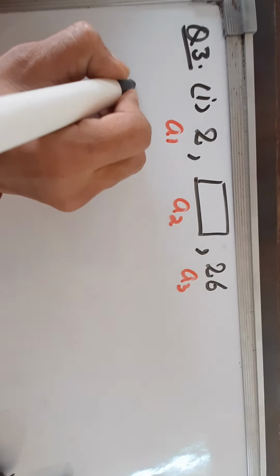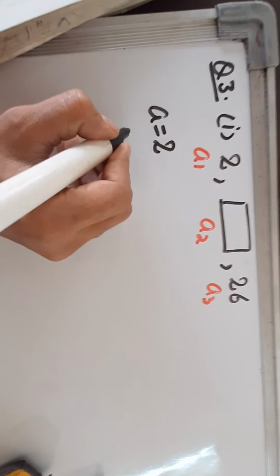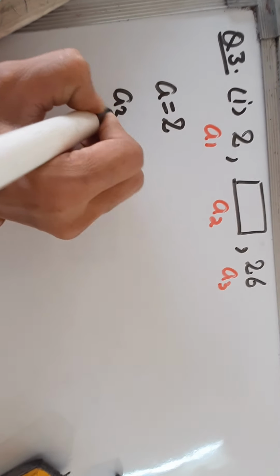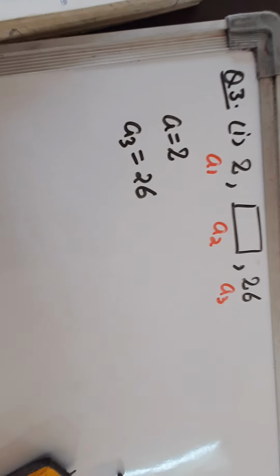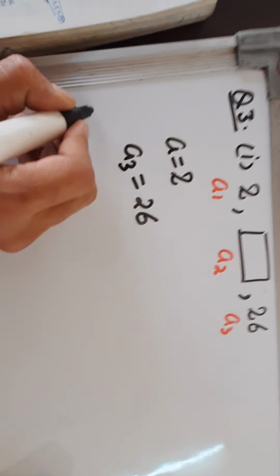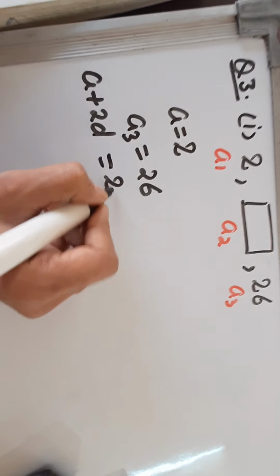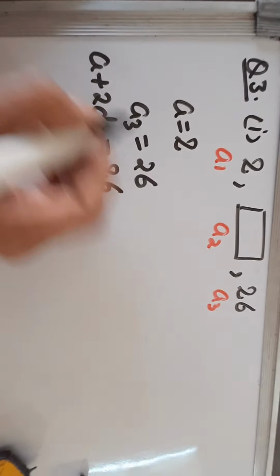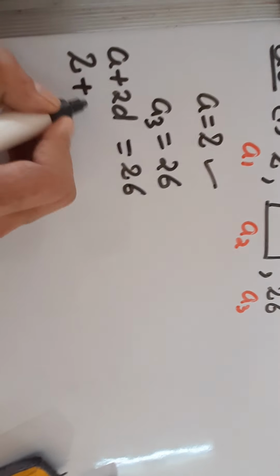The first term is given, that is a is given as 2. Now the third term is given as a3, which is 26. So first of all we will use its formula. What is the formula for a3? a plus 2d. We will put the formula, is equal to 26. Now we can use a from the first term, put the value here: 2 plus 2d.